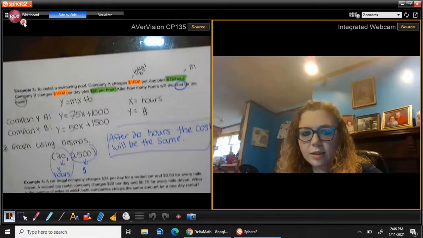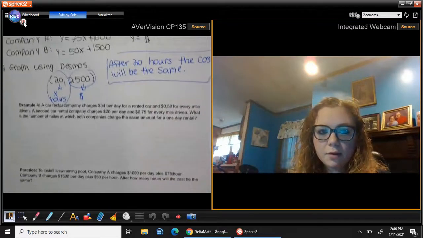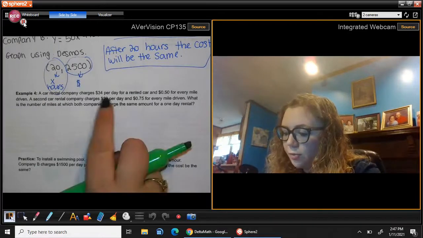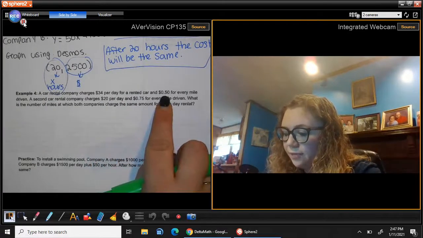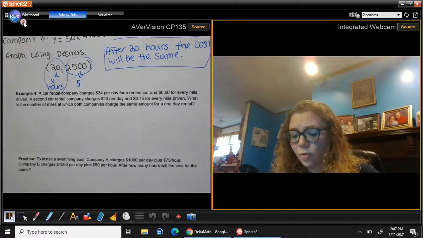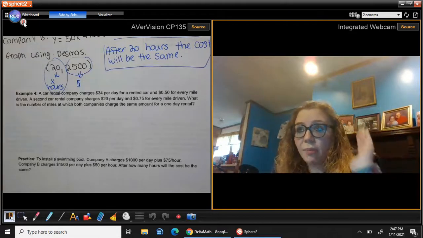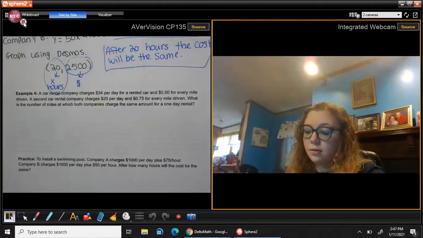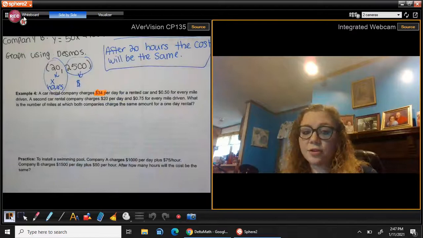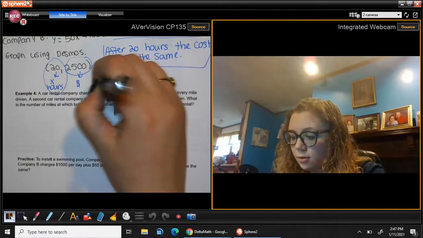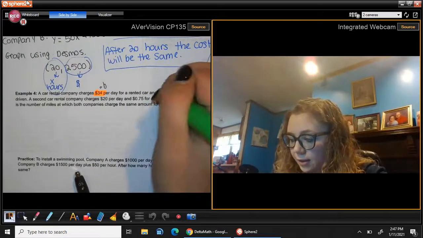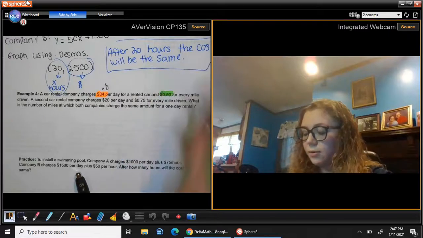So let's do this next one together. A car rental company charges $34 per day for a rented car and 50 cents for every mile driven. Okay, so what is your initial value? Okay, what do you have to start off paying no matter how many miles you've driven? $34 per day. Okay, so this is going to be my initial value. And 50 cents for every mile driven. So what is my rate? 50 cents a mile. Okay.